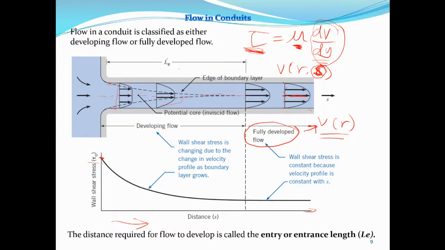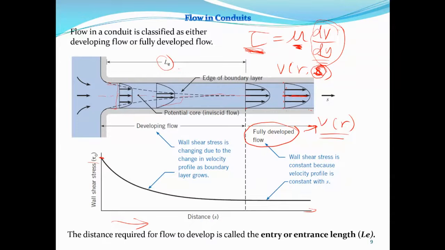And the length within which the flow becomes fully developed, by fully developed meaning the velocity profile stops changing with distance, is called L_E, the entrance length. We call it entrance length or entry length, L subscript E. So it's the length within which the velocity profile becomes constant.